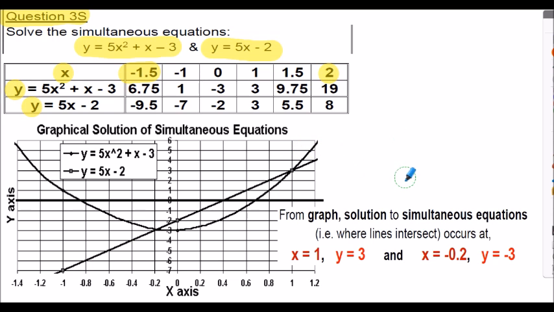We can see the lines intercept here, so I've got a root at x is equal to 1 and y is equal to 3. And my second solution is down here, and that's x equal to -0.2 and y is equal to -3. I'll let you review that solution at your own pace.